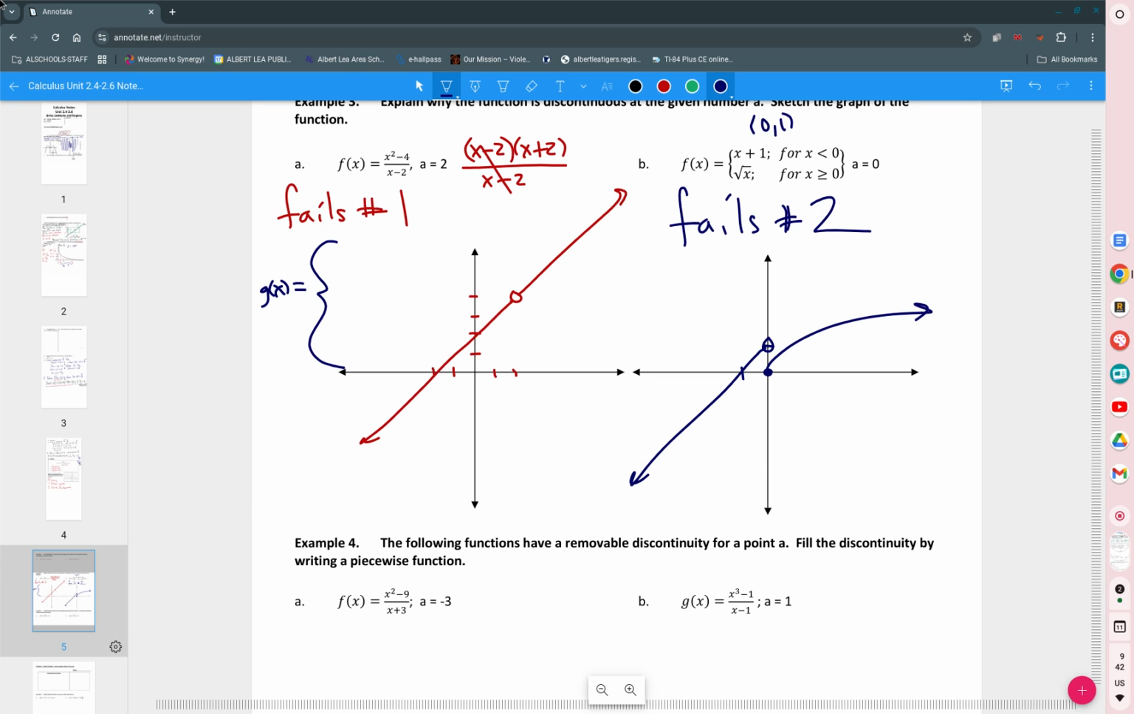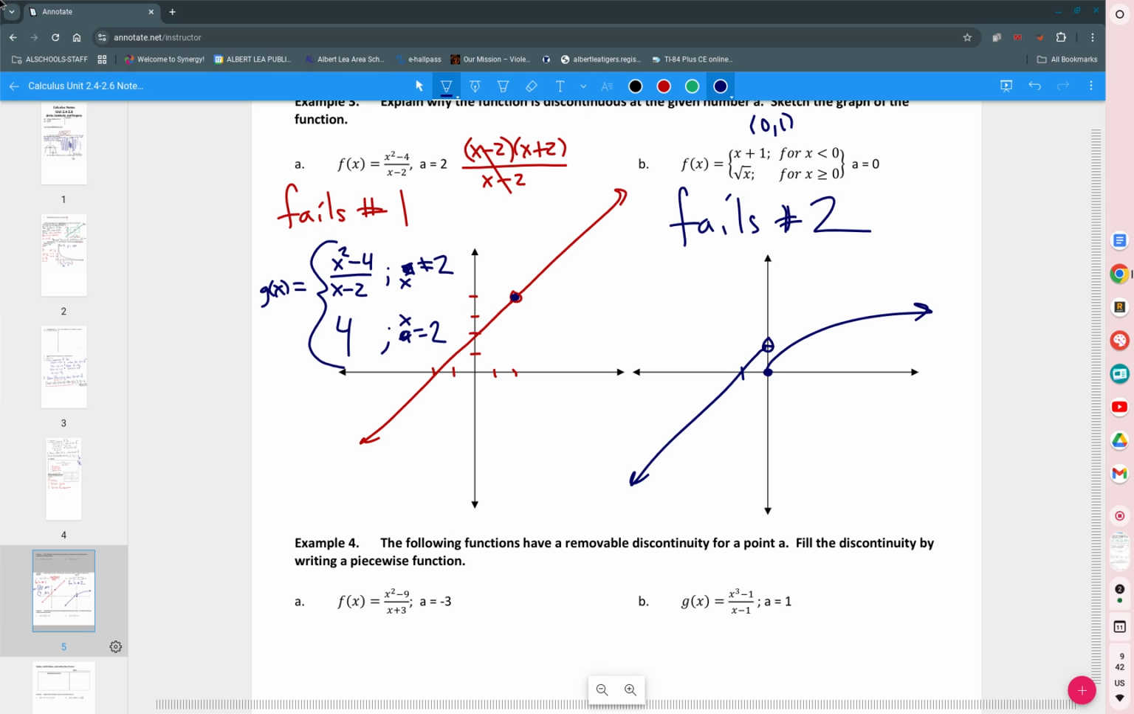Our new function is going to be the same as f of x, which is x squared minus 4 over x minus 2, and that's for when x does not equal 2. Everybody agree that this is the graph when we do not have a value at 2? So now what I want to do is I want to fill that discontinuity. So when x is equal to 2, what y value would I have to have in order to fill that discontinuity? 4. You filled the discontinuity.